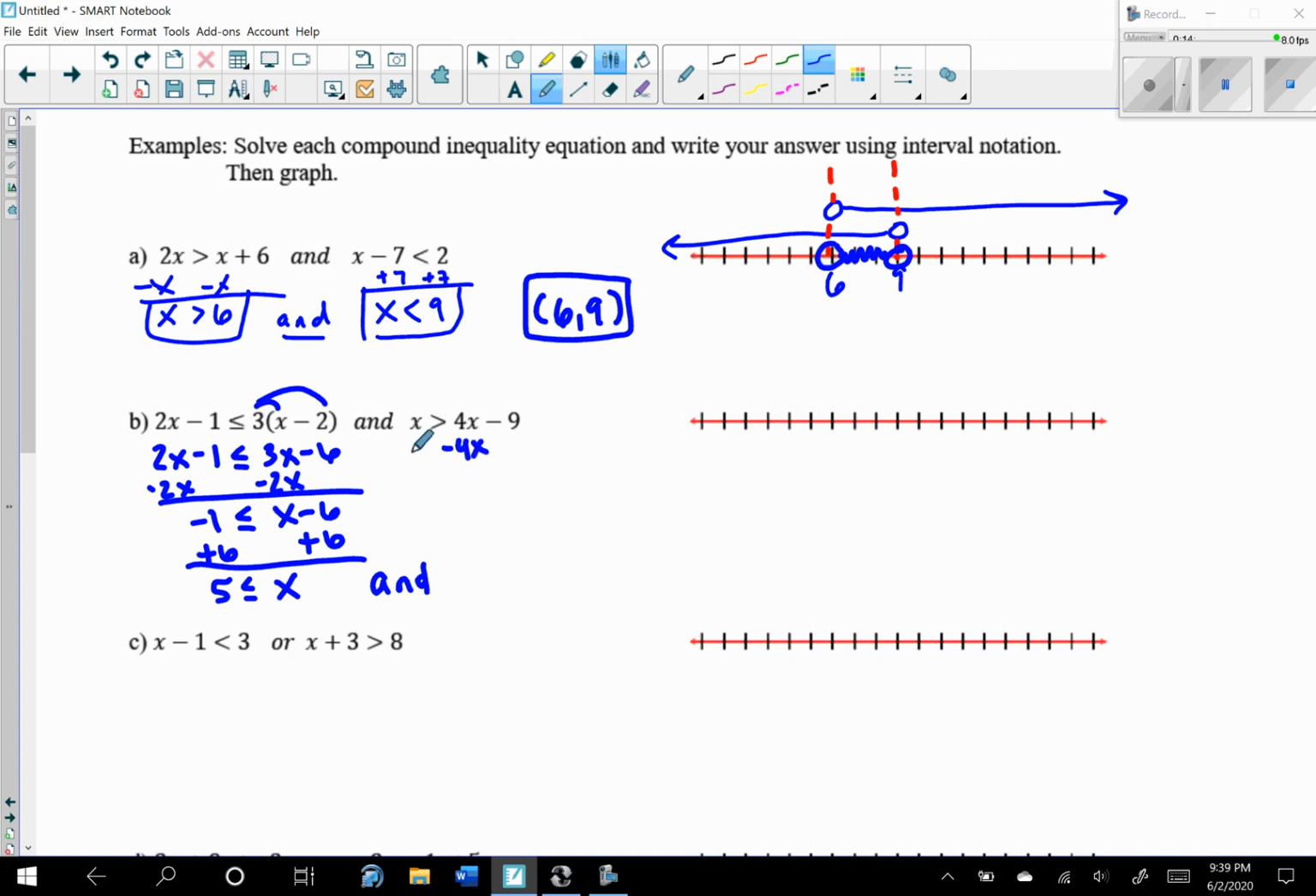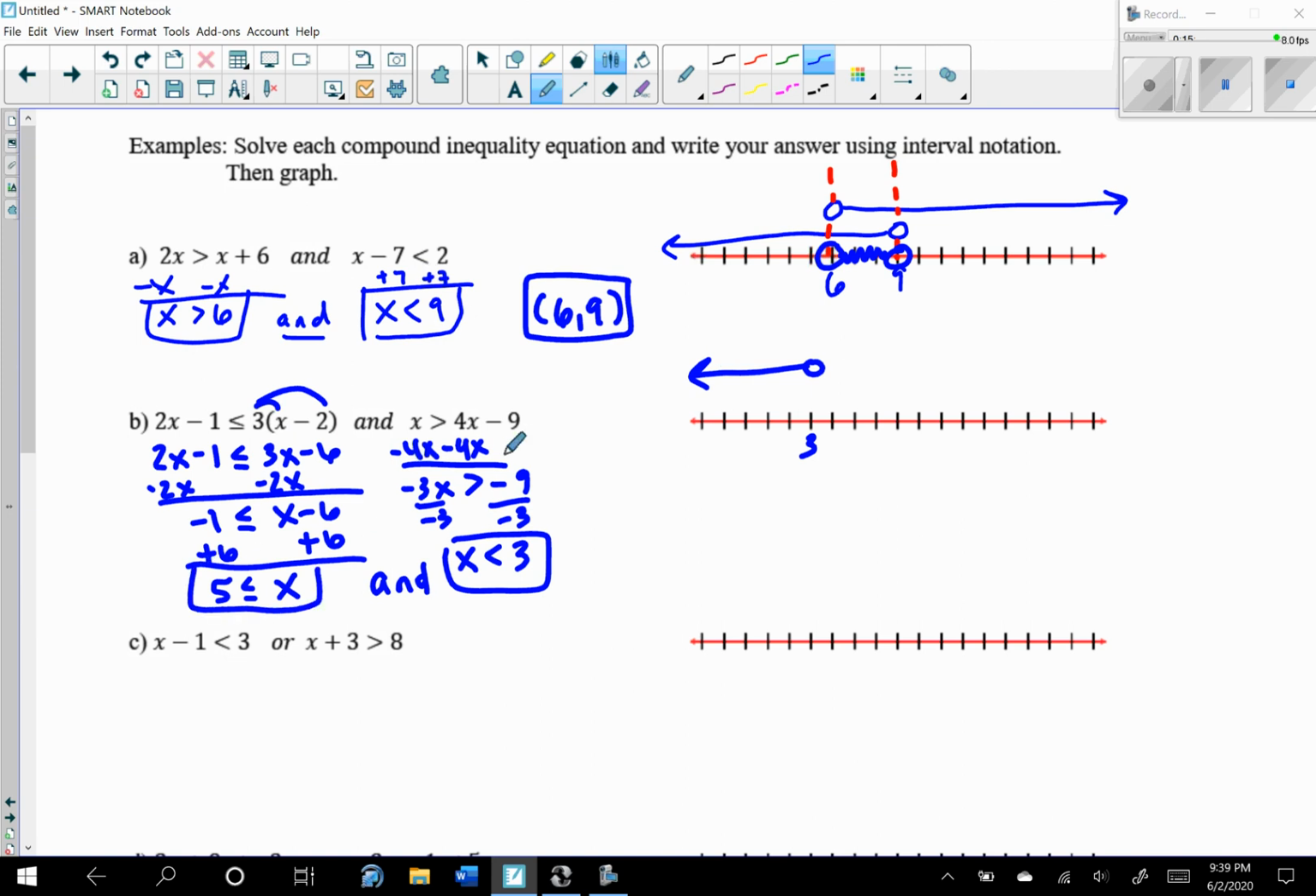So I'm going to subtract the 4x to get the x's together. So I get negative 3x is greater than negative 9. Then I divide both sides by negative 3. And notice that I'm dividing both sides of the inequality by a negative number, which means I need to flip the inequality sign. So this becomes x is less than, and negative 9 divided by negative 3 is positive 3. So for this, on my number line, I have x is less than 3. So here's 3. It's an open circle. Numbers less than go this way.